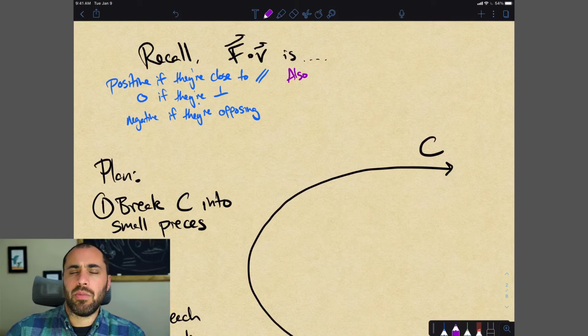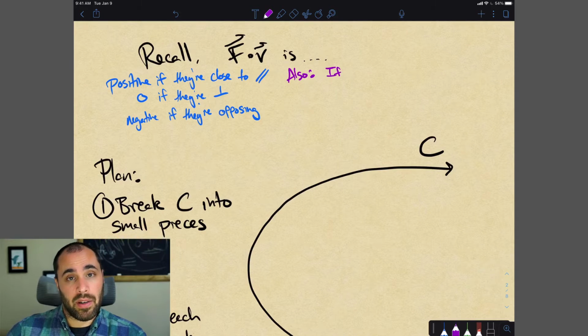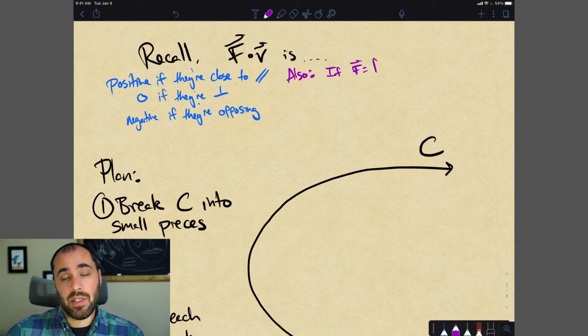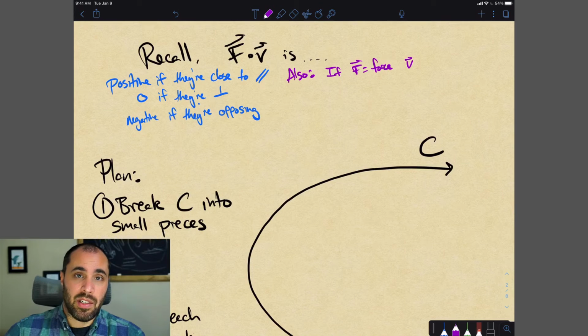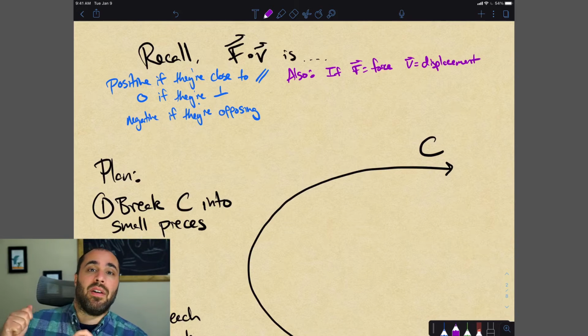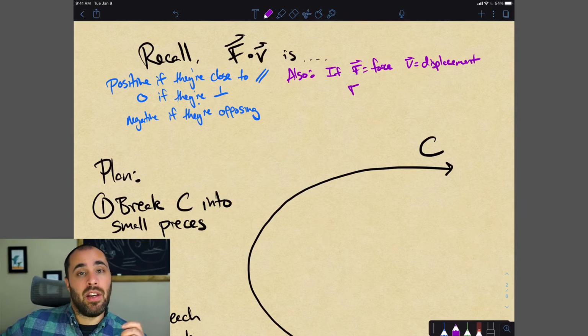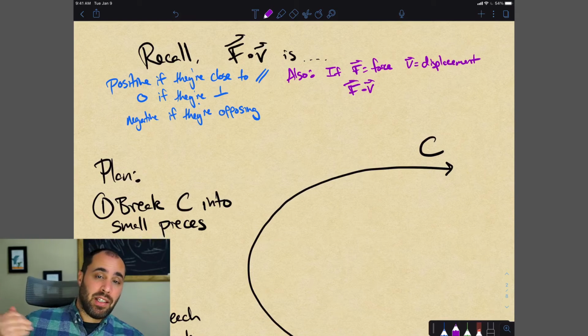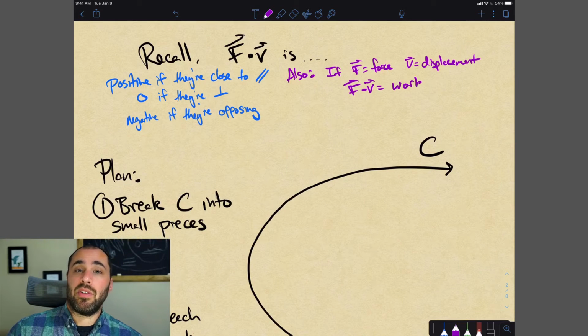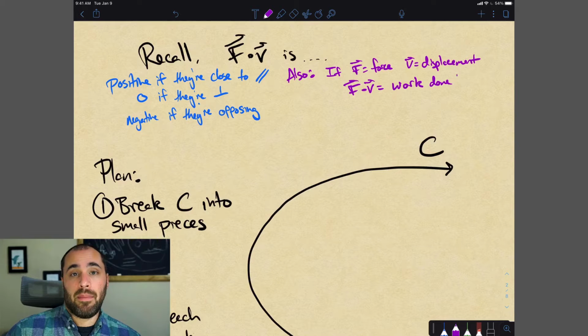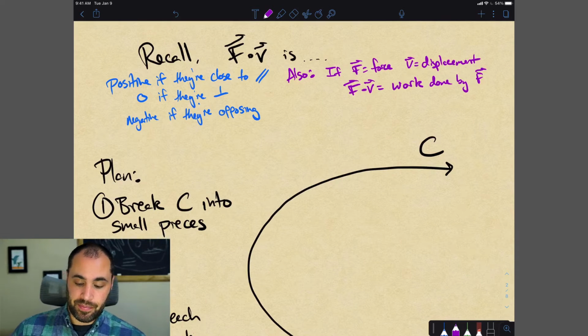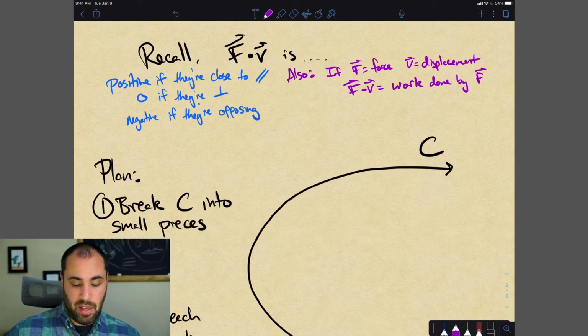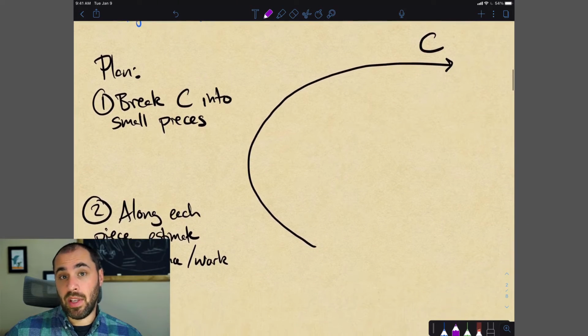We didn't talk about this too much, but the dot product also can help us find work. That is, if F is a force and, well, here we'll use V as a displacement vector. So you can imagine pulling a rope that's attached to, say, a sled on the ground. You're not pulling the rope directly in the direction of motion, but you're still doing work by pulling that rope and moving the sled. So F dot V will give us the work done. It accounts for the angle.